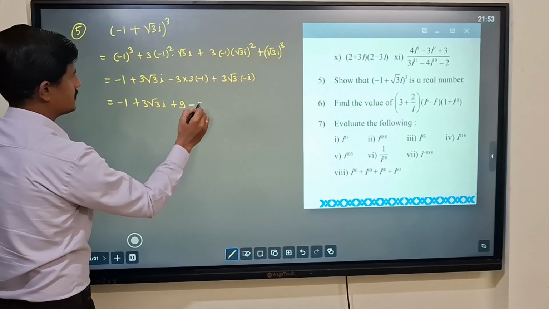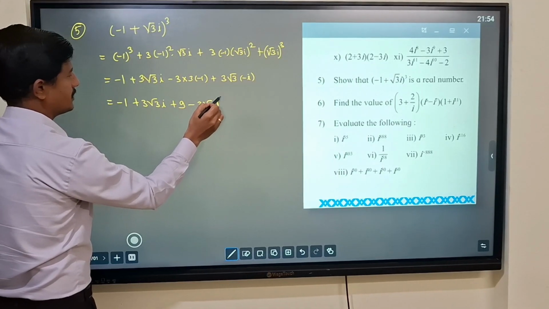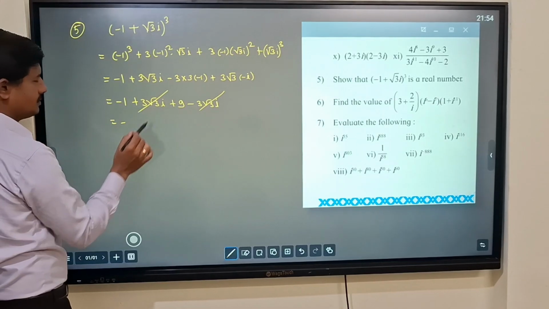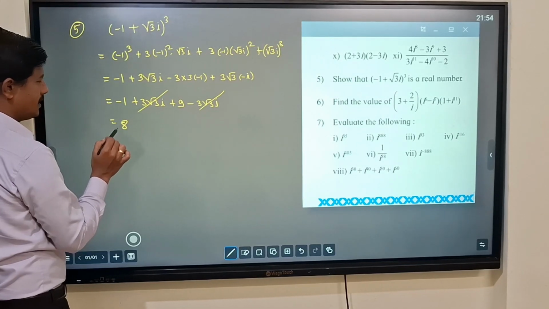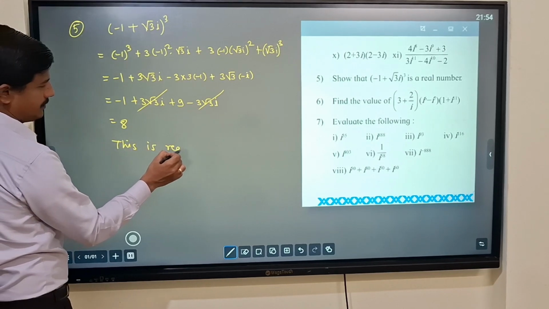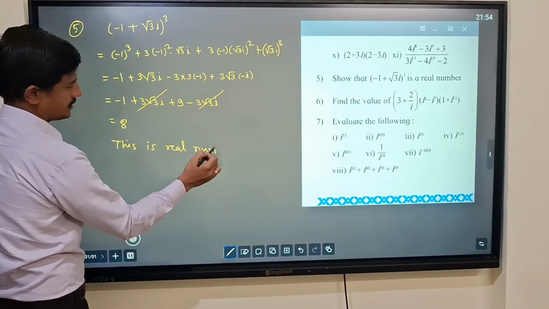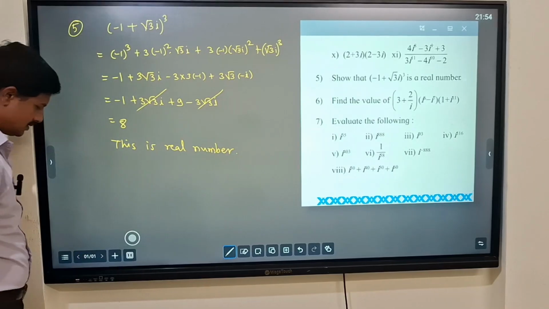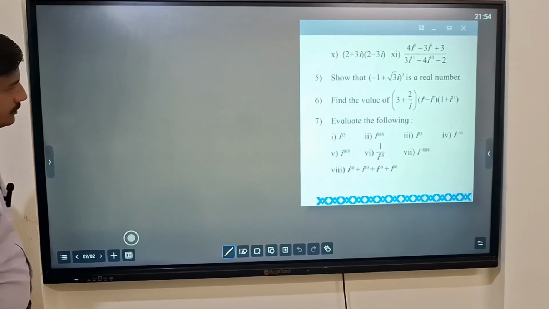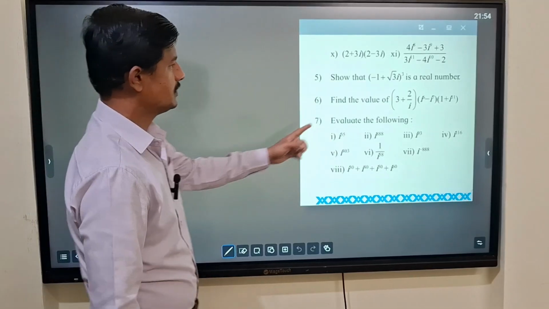This becomes -3√3 i. This plus and minus term cancels, and here -1 plus 9 is 8, and this is a real number. Okay, this is the fifth one. Now sixth, find the value of this term.